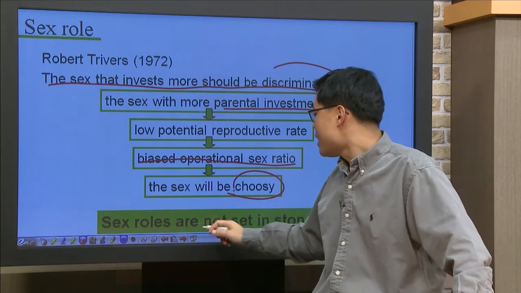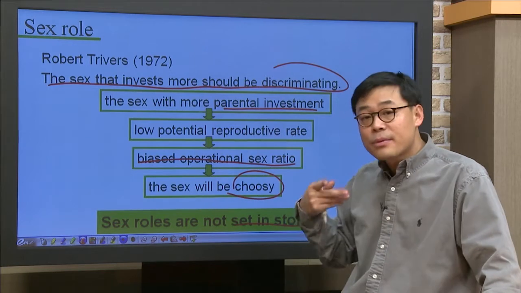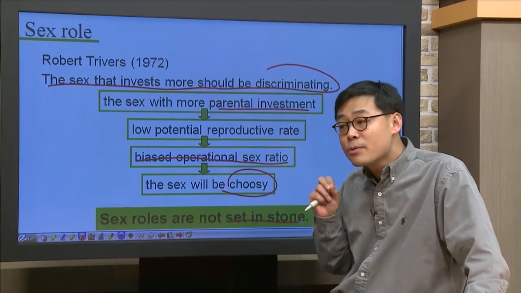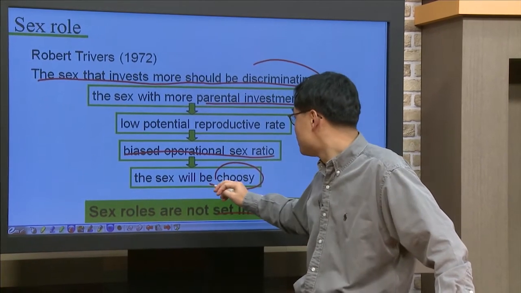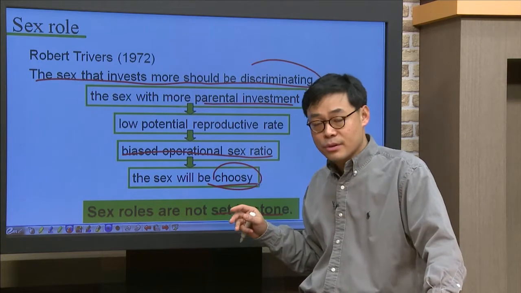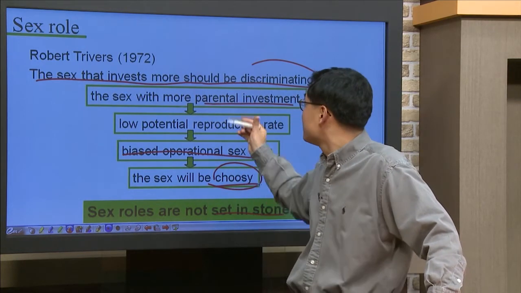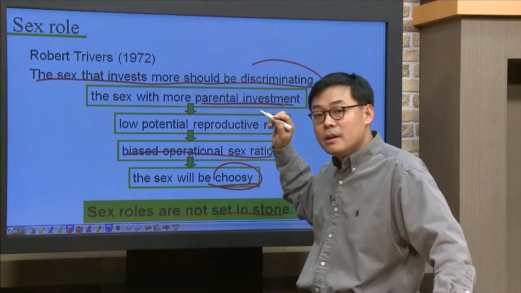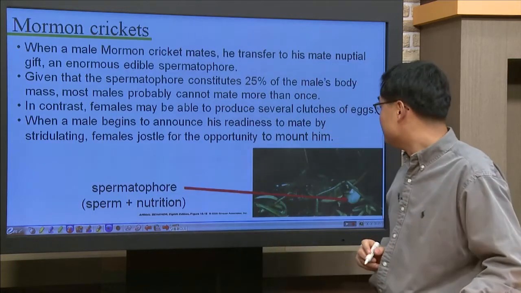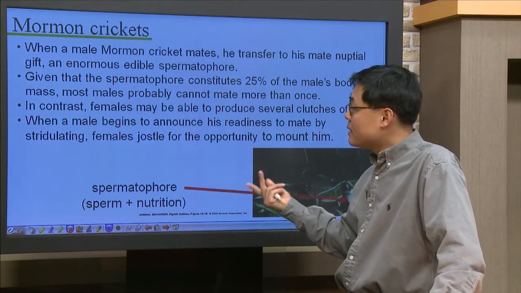So the sex roles are not set in stone. The sex with more parental investment, the sex with low reproductive rate, will become choosy. So the situation can be totally reversed. In some species, if males provide more parental investment, males will become choosy. And these are examples of male choice and female competition.